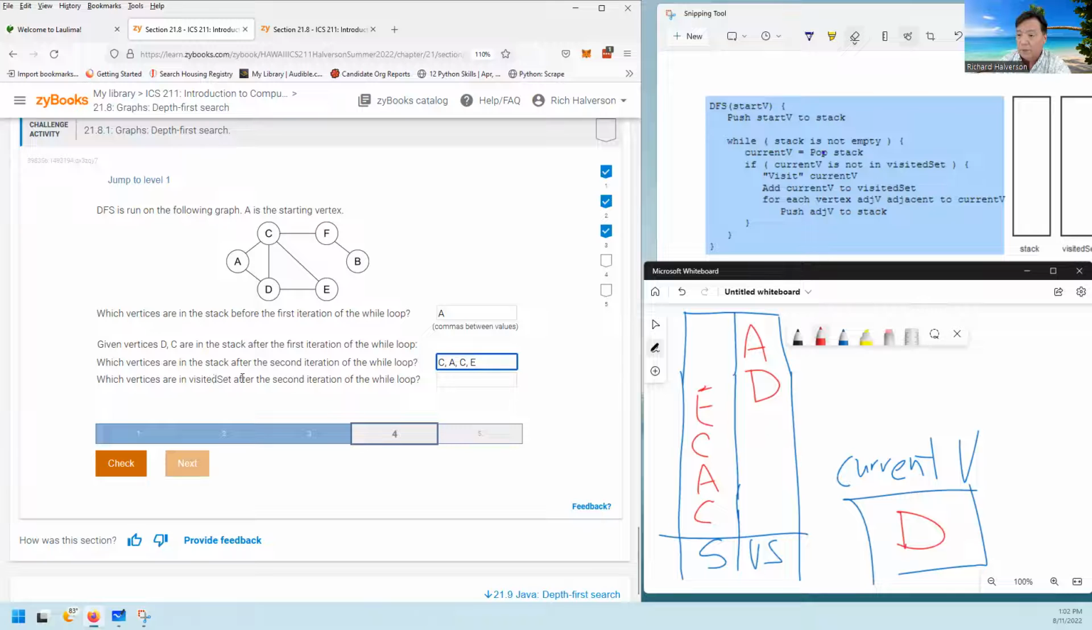What vertices are in the visited set after the second iteration of the while loop? It would be A and D.